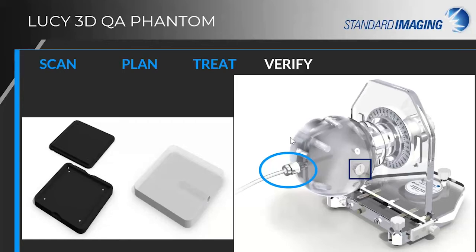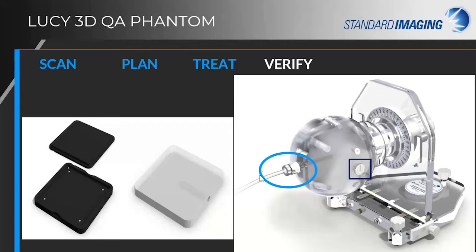So how are we suggesting that you do that? With the Lucy Phantom, the treatment is done using film and a small ion chamber or detector. Note that the detector insert here is 1 centimeter thick. Therefore, the detector you use needs to have an outer diameter of less than that 1 centimeter.